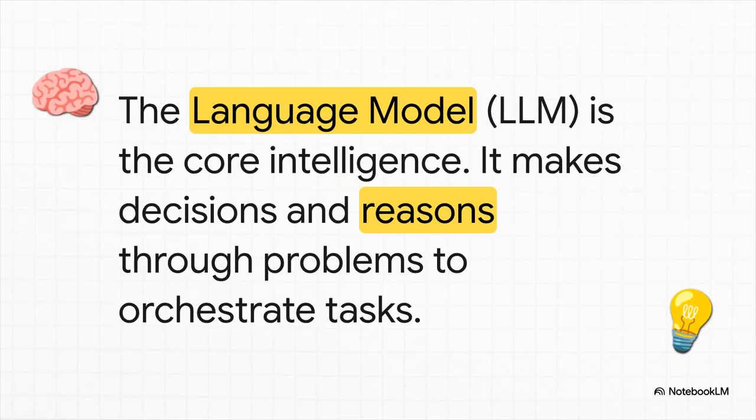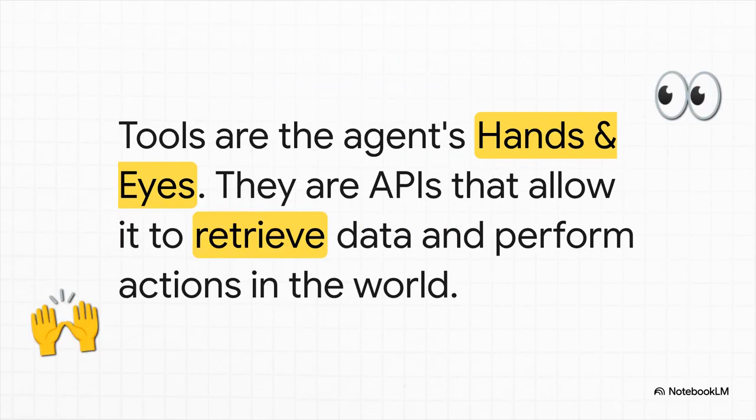Let's break them down. First up, the brain. This is the large language model, the LLM. It's the core intelligence, right? It's the part that makes decisions, reasons through a problem, and basically acts as the conductor for this whole orchestra of tasks.